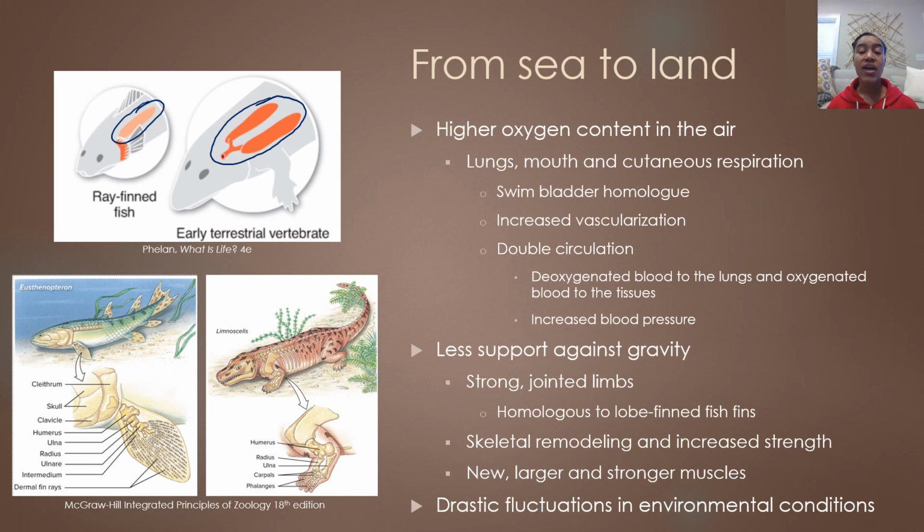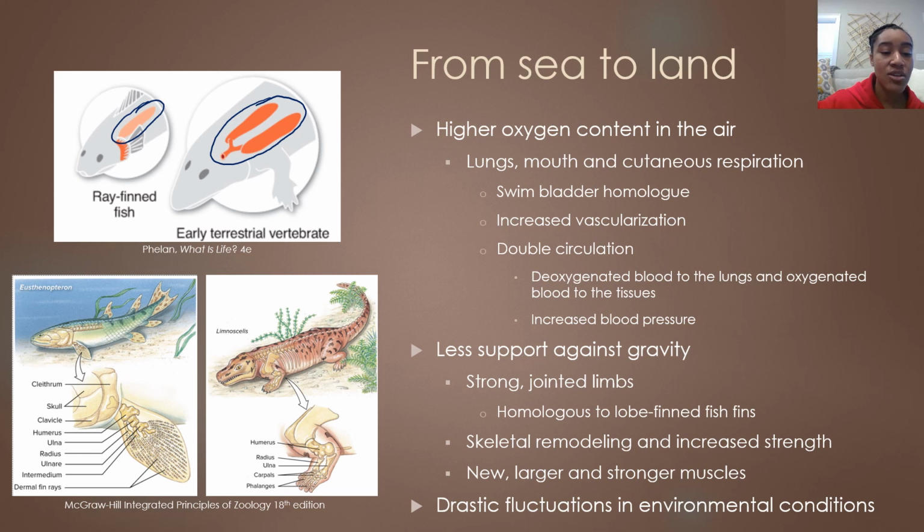And then another challenge they had to overcome was the increased pull of gravity. So when you're in an aquatic environment, water helps to support your weight, and this is also why we see some very massive aquatic animals. However, on land, you don't have that same amount of support. So they had to undergo some structural changes that allowed them to support their weight against gravity. So they developed stronger jointed limbs than their aquatic lobe-fin fish ancestors. And these limbs that we see in modern day tetrapods are actually homologous to the limbs of lobe-fin fish.